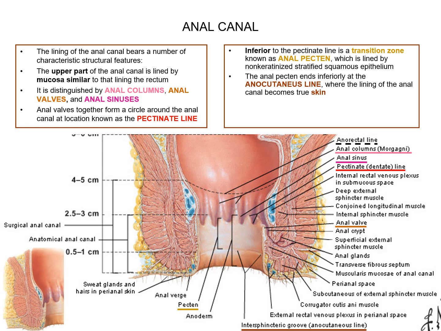The anal valves together form a circle around the anal canal at a location known as the pectinate line, which marks the approximate position of the anococcygeal membrane. Inferior to the pectinate line is a transition zone known as the anal pecten, which is lined by non-keratinized stratified squamous epithelium. The anal pecten ends inferiorly at the anocutaneous line, where the lining of the anal canal becomes true skin.